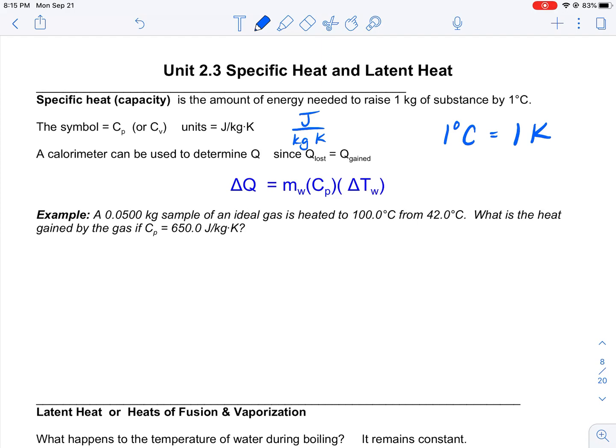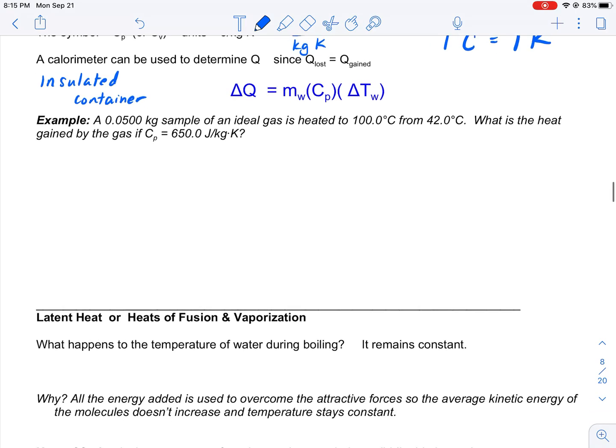A calorimeter can be used to determine the heat lost or gained. A calorimeter is basically just an insulated container, like a thermos.